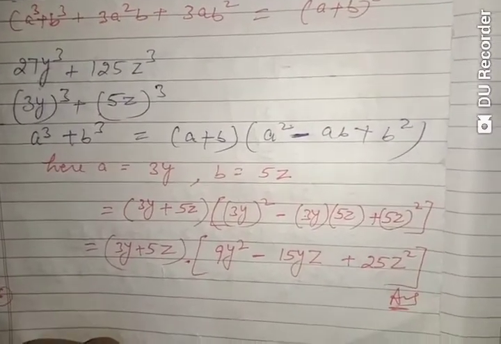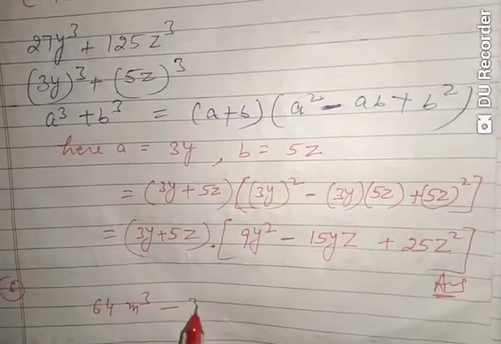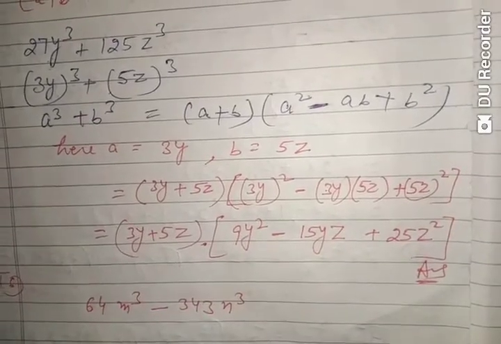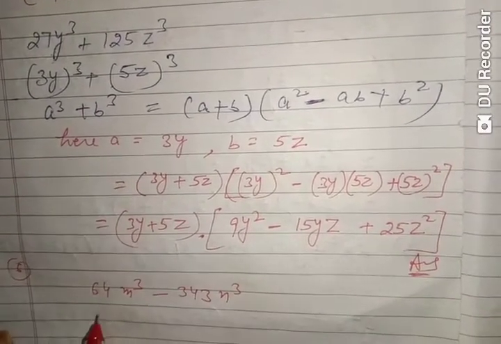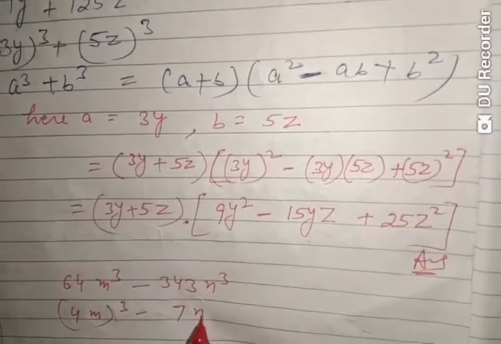One more part I am taking for you. This is 64m cube minus 343n cube. Again the same as the fifth one. I am writing just for you: 4m cube minus 7n cube.